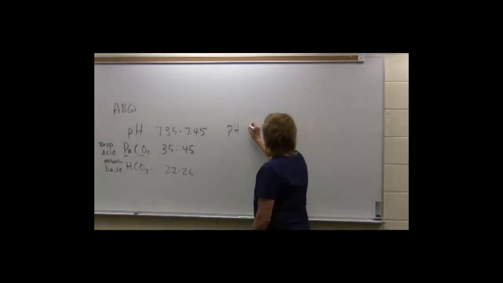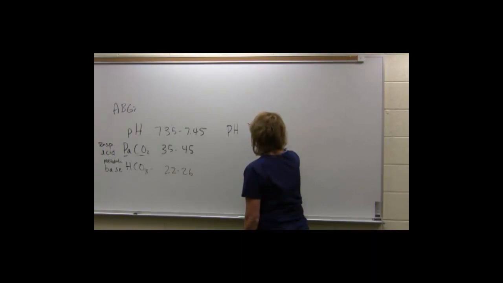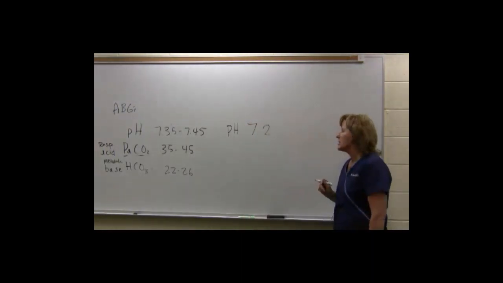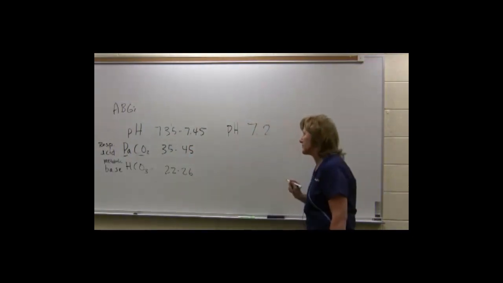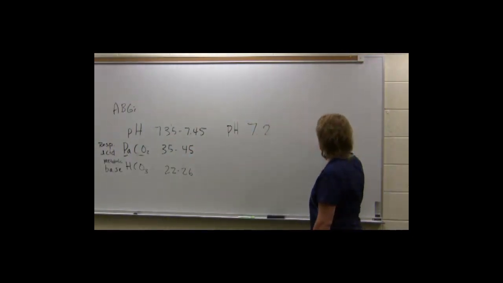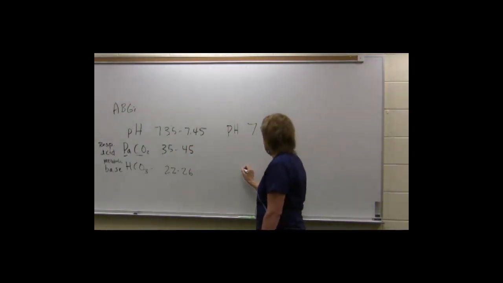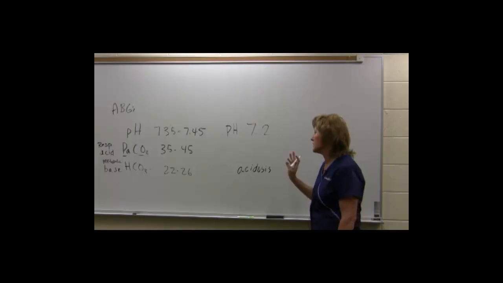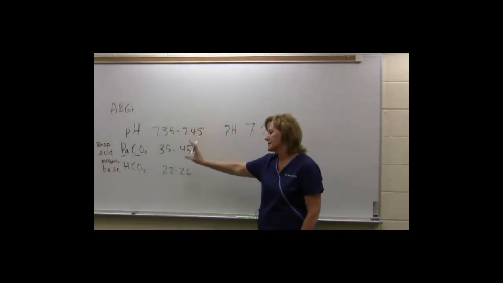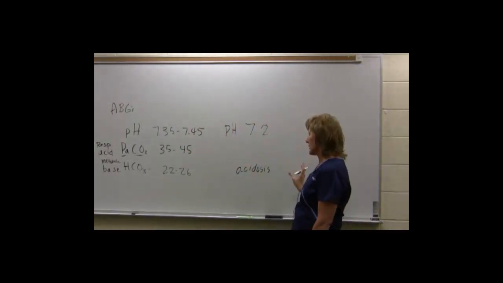We're going to have a 7.2 pH. Okay, so my 7.2 when I look at my chart is less than 7.35. That means I'm in acidosis. So the first thing I do then is write the word acidosis down. The pH is always right. So the pH will tell you if you're acidotic, normal, or alkalotic.